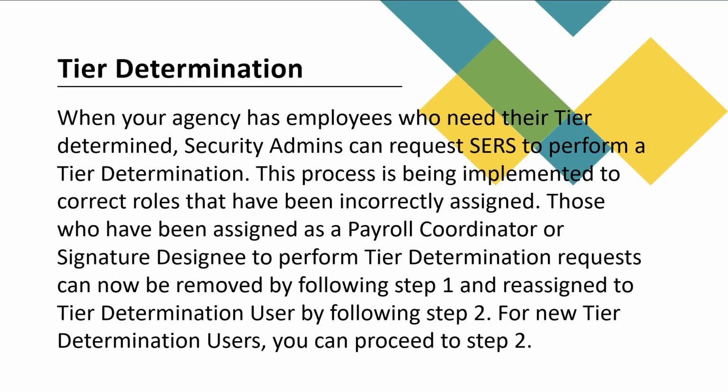When your agency has employees who need their tier determined, Social Security admins can request SCRS to perform a tier determination. This process is being implemented to correct roles that have been incorrectly assigned. Those who have been assigned as payroll coordinator or signature designee to perform tier determination requests can now be removed by following step 1 and reassigned to tier determination user by following step 2 for new tier determination users. You can proceed to step 2.